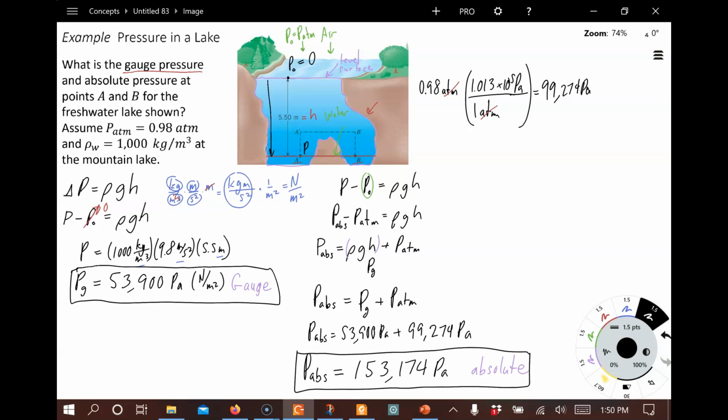And again, the gauge pressure, that is just the pressure due to the water weighing down above the points A and B, whereas the absolute pressure, that is the greater amount of pressure because it includes the pressure due to the air weighing down from the atmosphere as well as the water weighing down at the level of points A and B.